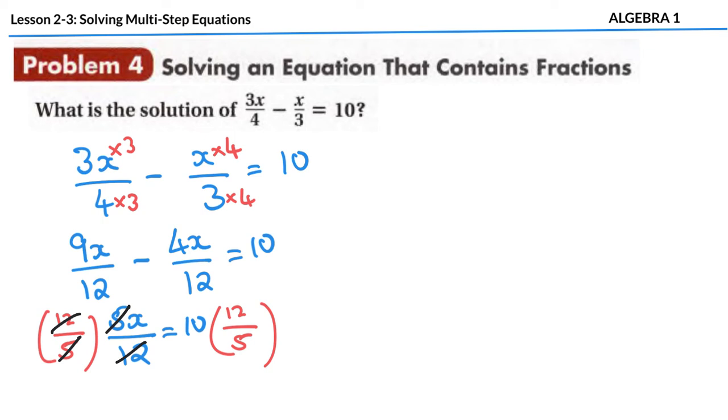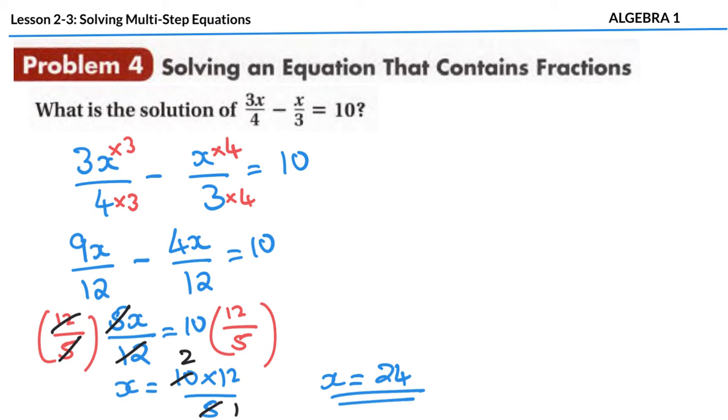12 and this cancels. We are left with x is equal to 10 times 12 divided by 5. If you see the simplification over here, 10 and 5, both these numbers can be divided by 5. So I can use 5's table. 5 1 times is 5, 5 2 times is 10. So x is equal to 2 times 12, which is 24. So this is the solution of the equation.